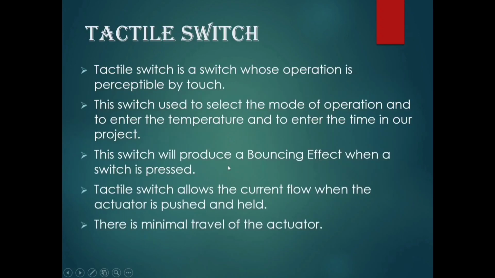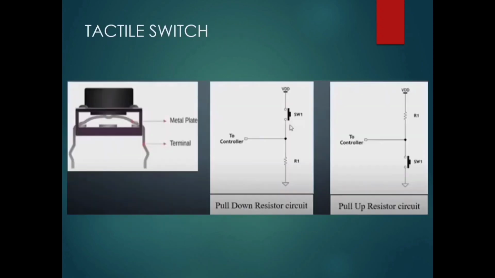Tactile switch. A tactile switch is a switch whose operation is perceptible by touch. This is used to select the mode of operation, to enter the temperature and to enter the time in our project. The switch will produce a bouncing effect when it is pressed. A tactile switch allows the current to flow when the actuator is pushed and held. There is minimal travel of the actuator. So this is the tactile switch, and this is the terminal, and this is the metal plate.